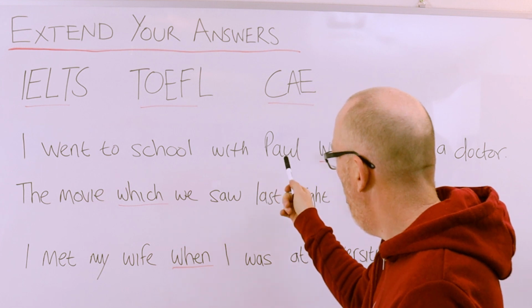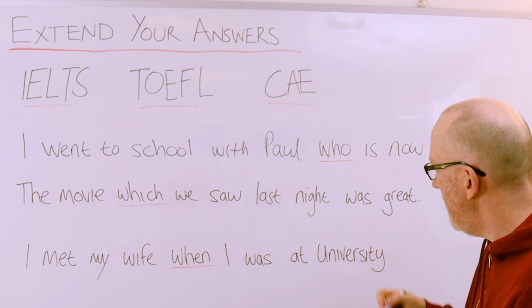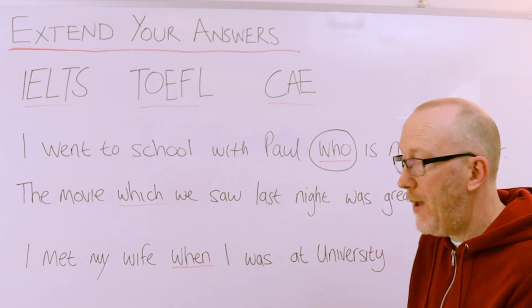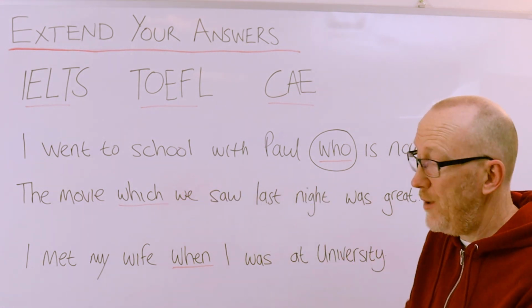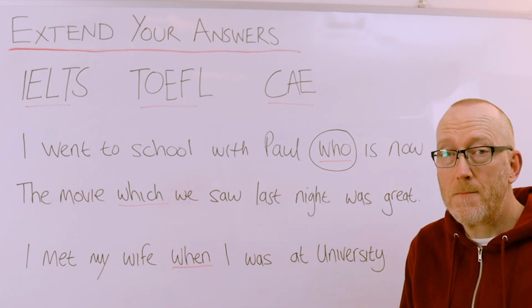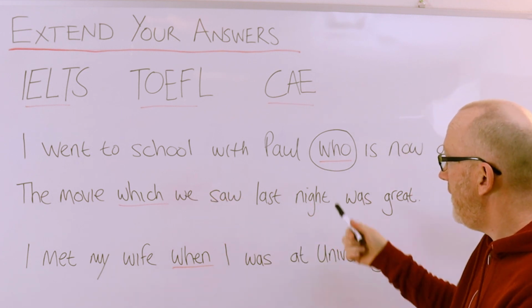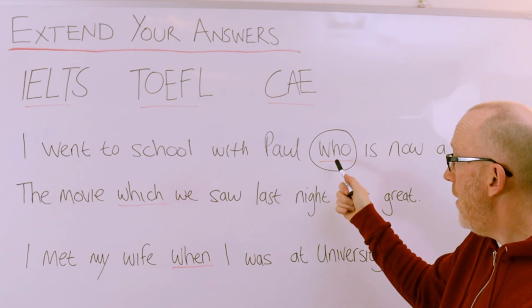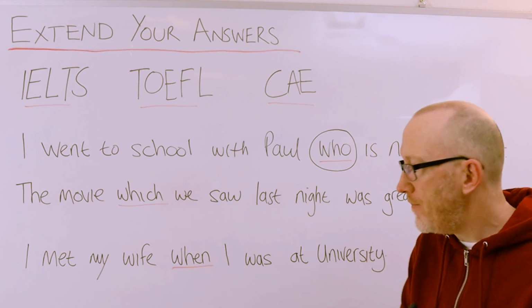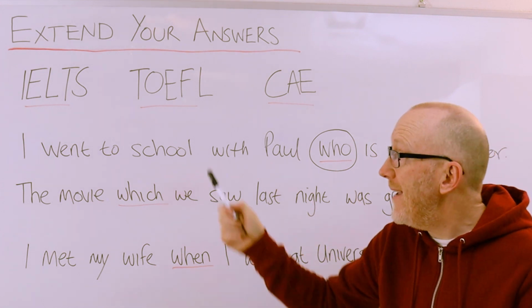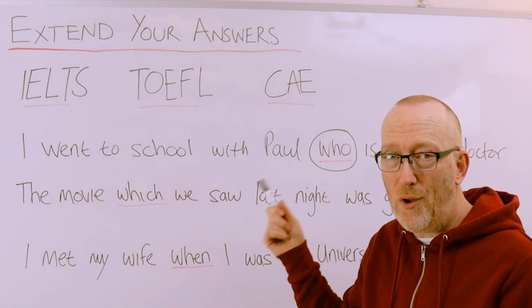I went to school with Paul, who is now a doctor. So this relative pronoun here, who, can be used to connect 2 separate sentences. I went to school with Paul. Paul is now a doctor. So instead of saying 2 separate sentences, you would say one sentence and link both sentences with the relative pronoun who. I went to school with Paul, who is now a doctor. Grammatically, and from an exam point of view, that is a much better sentence than just saying, I went to school with Paul, Paul is now a doctor.